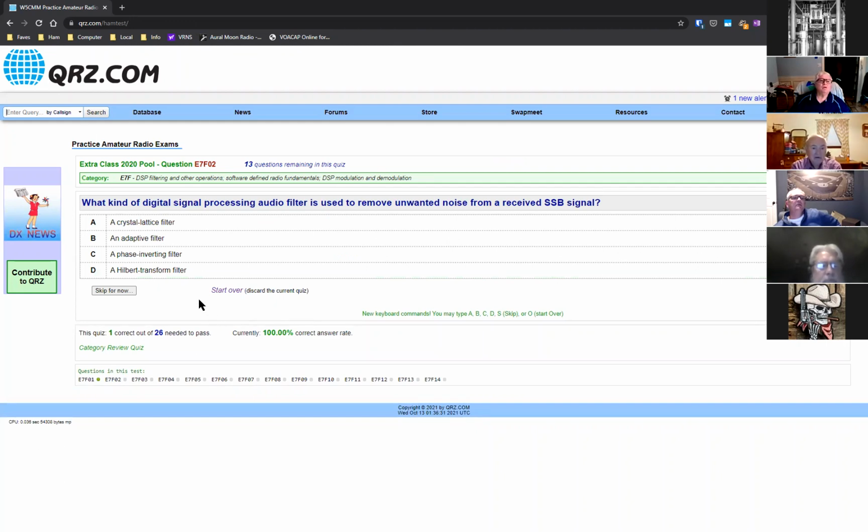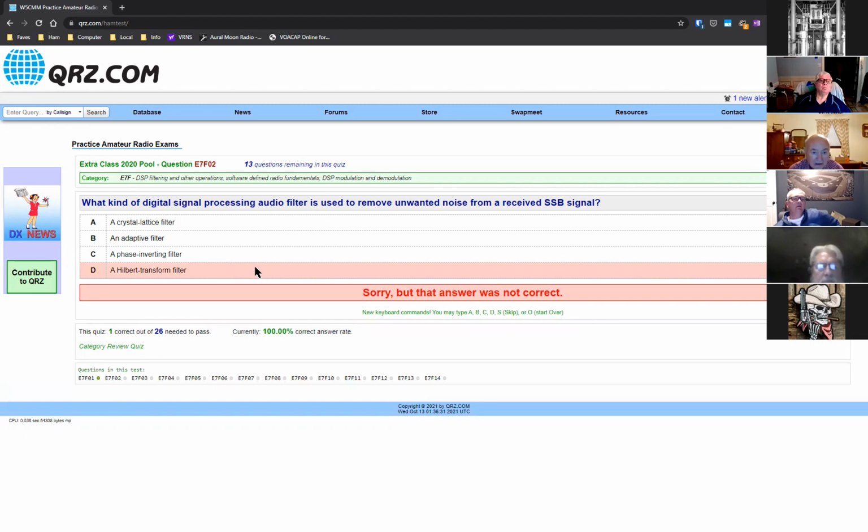What type of digital signal processing audio filter is used to remove unwanted noise from a received single sideband signal? D, Hilbert. Oh, definitely not Hilbert. A, B, okay, B.